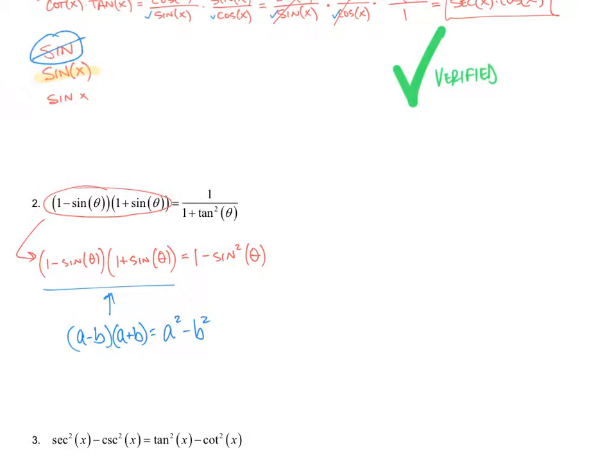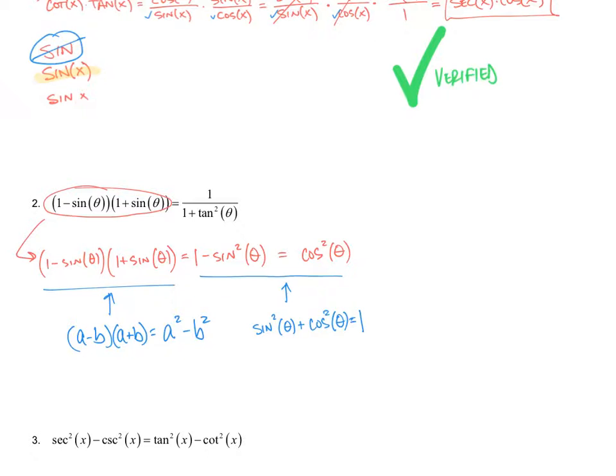Okay, well, I'm not sure if this one is as obvious to you, but 1 minus sine squared theta just equals cosine squared of theta. And you might be like, what? Where the heck did that come from? Well, remember, the Pythagorean trig identity says sine squared theta plus cosine squared theta equals 1. So if I subtract sine squared theta from both sides, I get cosine squared equals 1 minus sine squared. So that's where that piece comes from.